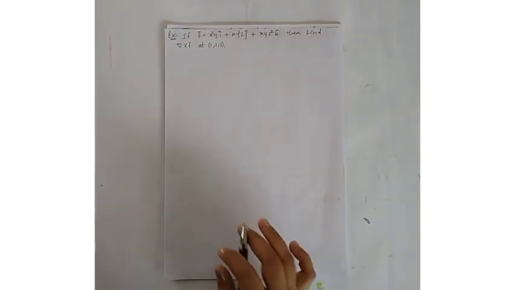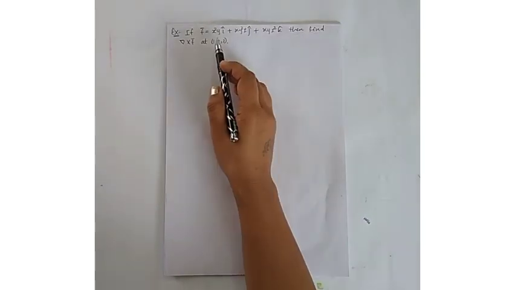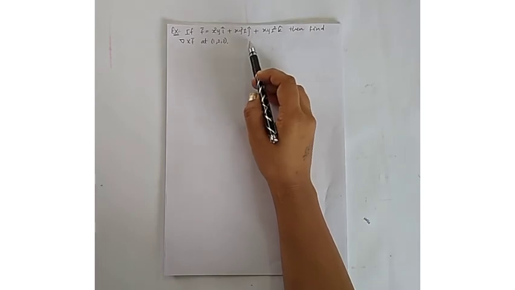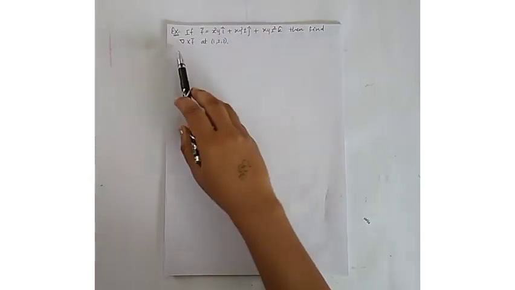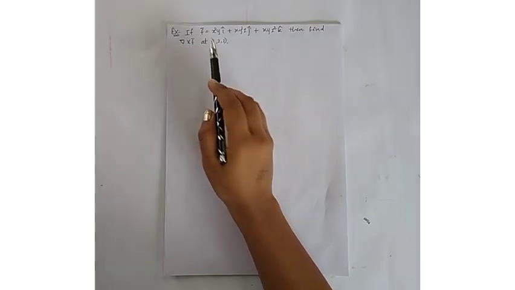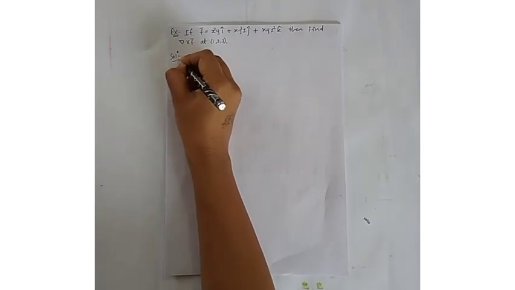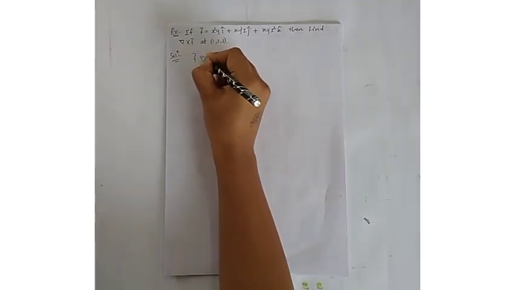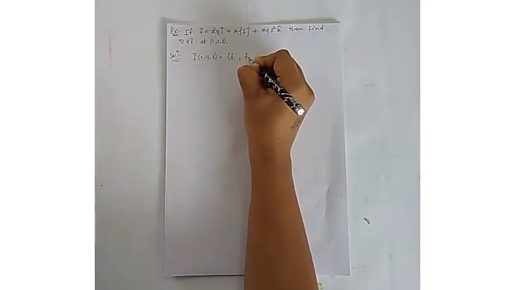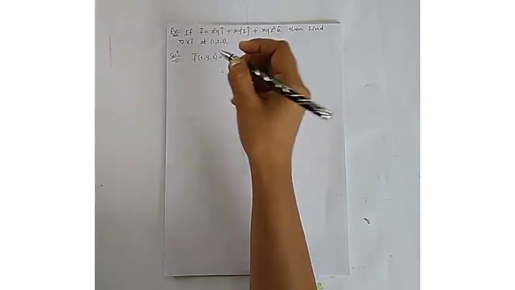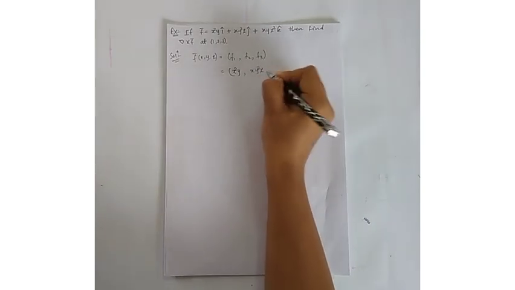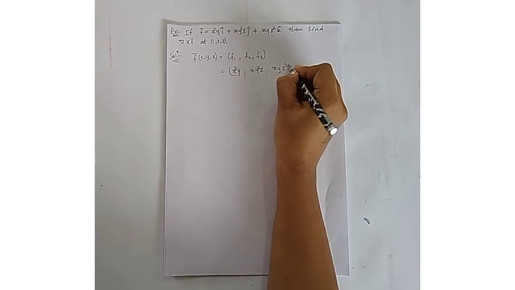Next example: if the vector function f̄ is x²y i plus xy²z j plus xyz² k, then we have to find the cross product of nabla and the vector function f̄ at the point (1, 2, 3). So for the solution, the function is f̄ of (x, y, z) equal to (f1, f2, f3). So my f1 is x²y, f2 is xy²z, and f3 is xyz².